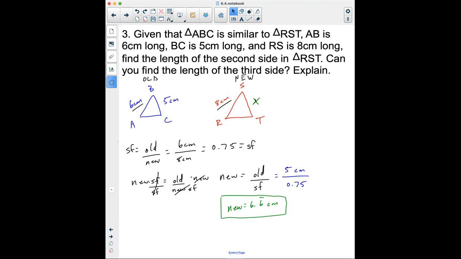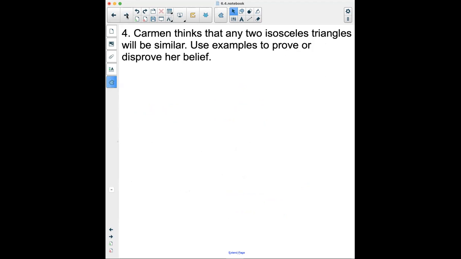Could we find the length of that third side? No, we cannot. Without knowing those angles, that third side, at this point in your math careers, you do not have the tools to find that third side. So don't worry too much about that. That third side could be anything.